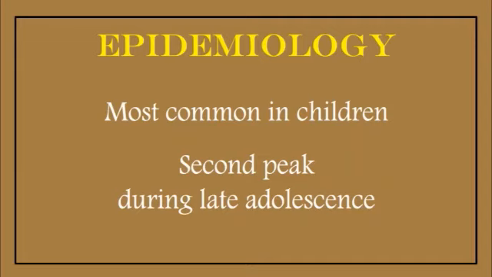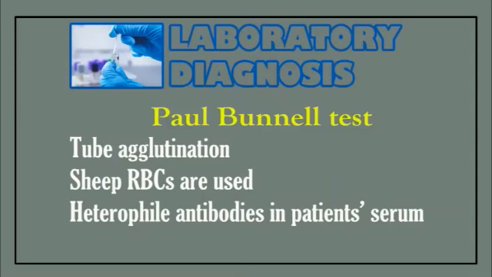Coming to the lab diagnosis, heterophil agglutination test or Paul-Bunnell test is a very important test to diagnose Epstein-Barr virus infection. It is a tube agglutination test that uses 3 part bases to detect heterophil antibodies in patient serum. Agglutination titer of more than 256 is considered as significant.